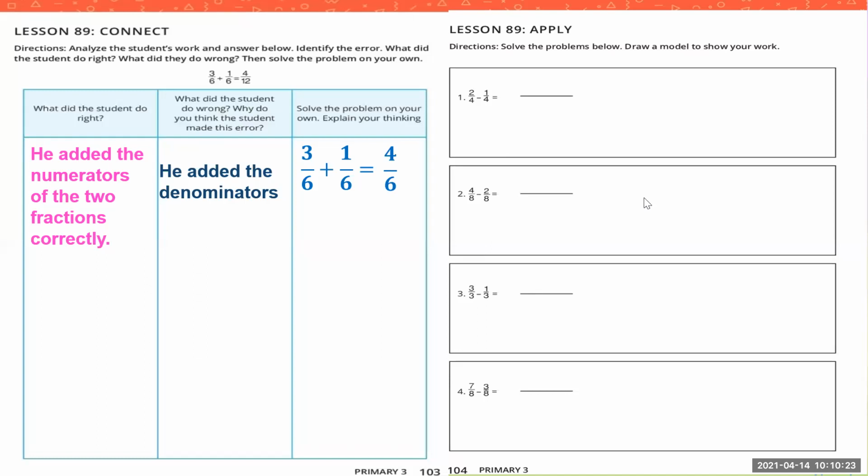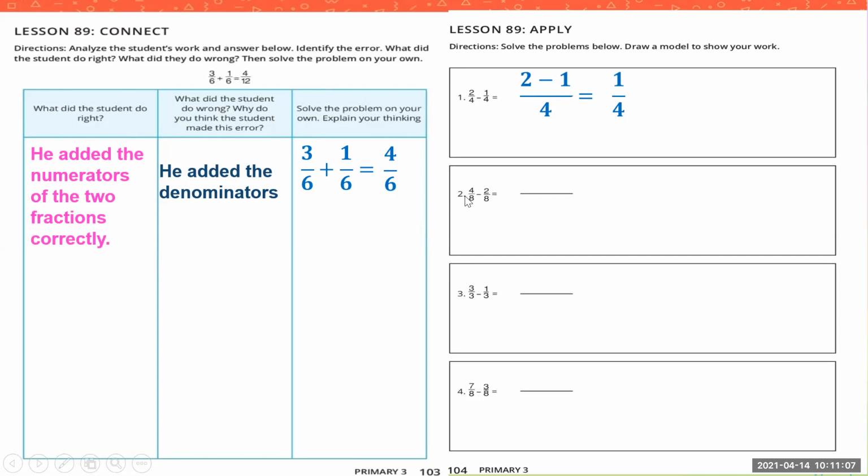Here, we have some questions on subtraction. 2 over 4 minus 1 over 4. What should we do? I will solve the first one. I will put denominators as it is, so it will be 4. And in numerators, I will subtract the numerators. 2 minus 1 equals what? 1 over 4.